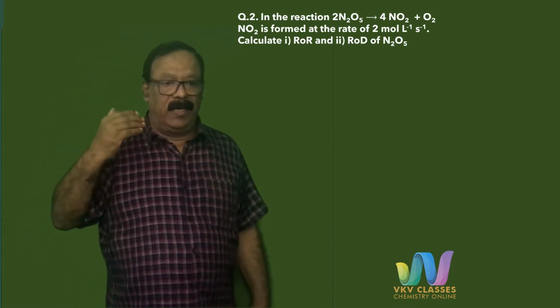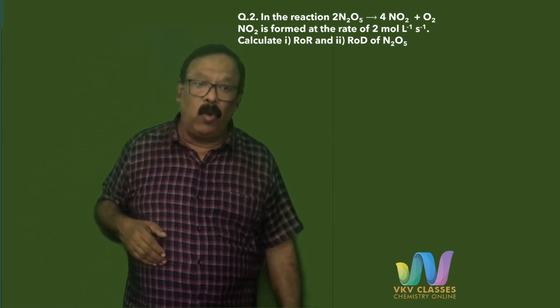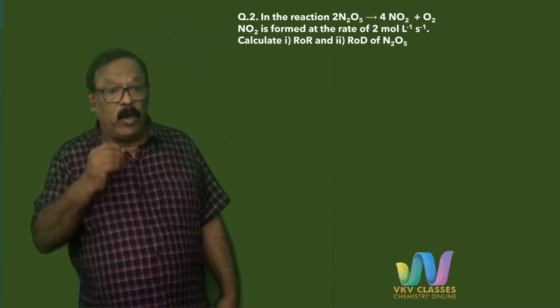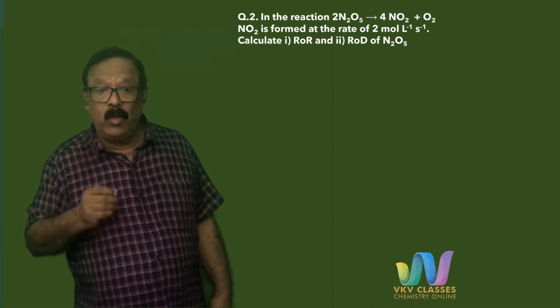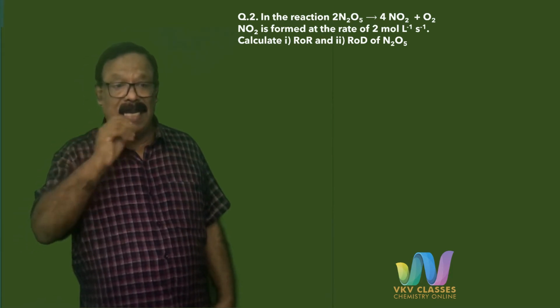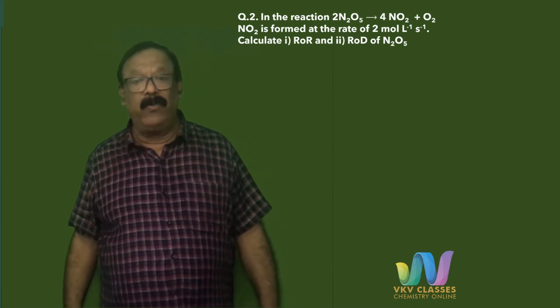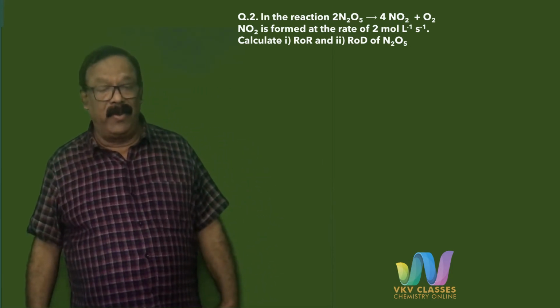Second reaction. In the reaction 2N2O5 giving 4NO2 plus O2, NO2 is formed at a rate of 2 moles per liter per second. Calculate the ROR and ROD of N2O5.